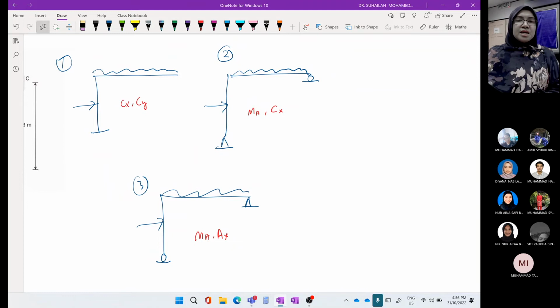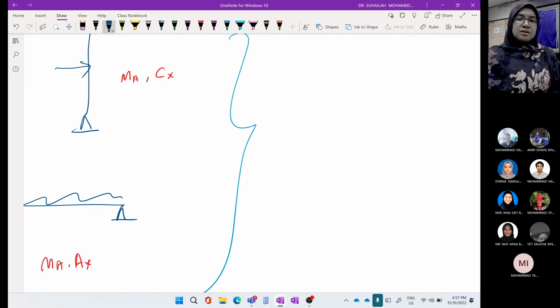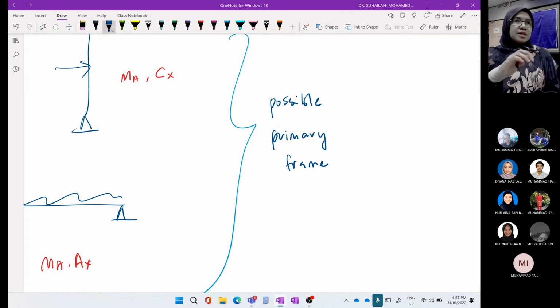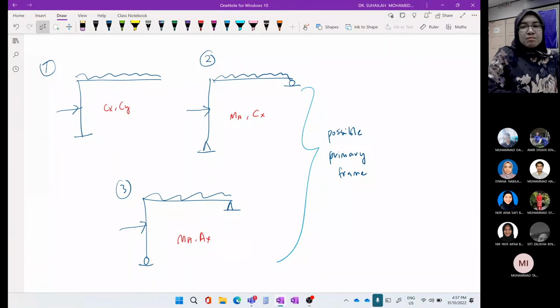So these three are called what? Possible primary frame or primary structure. These 3. Okay, possible primary structure.